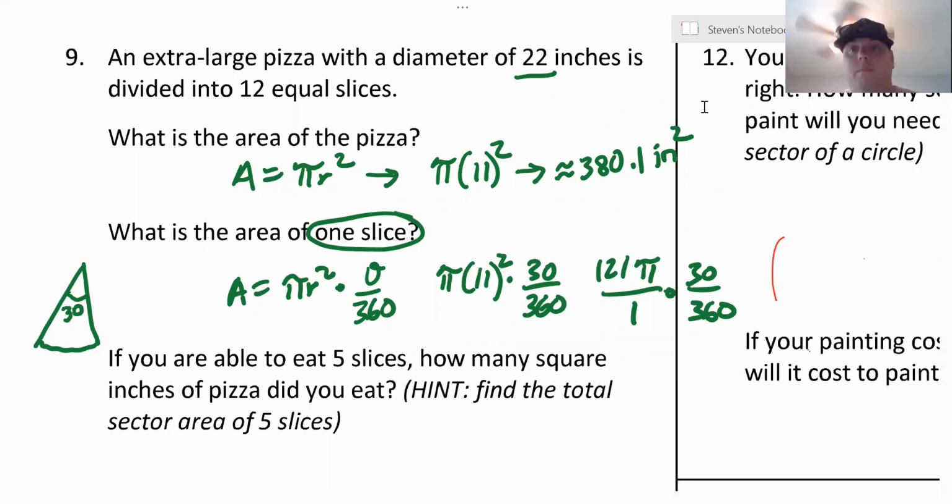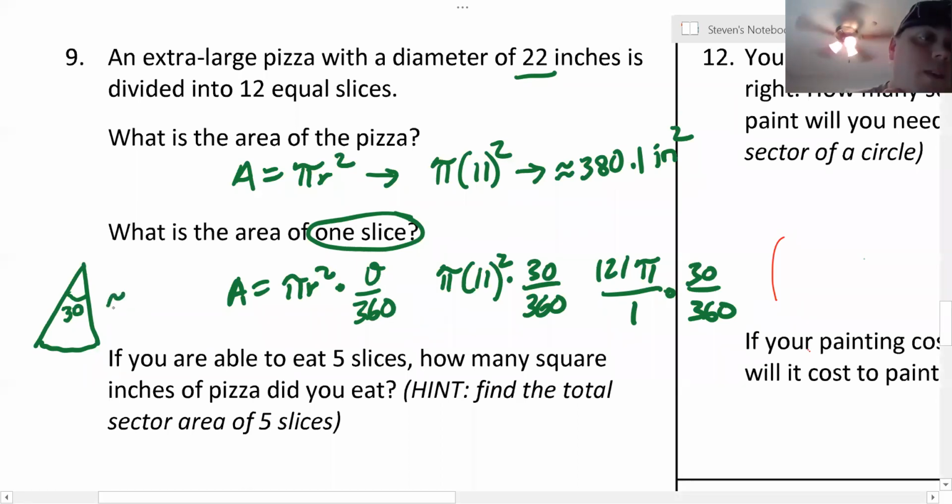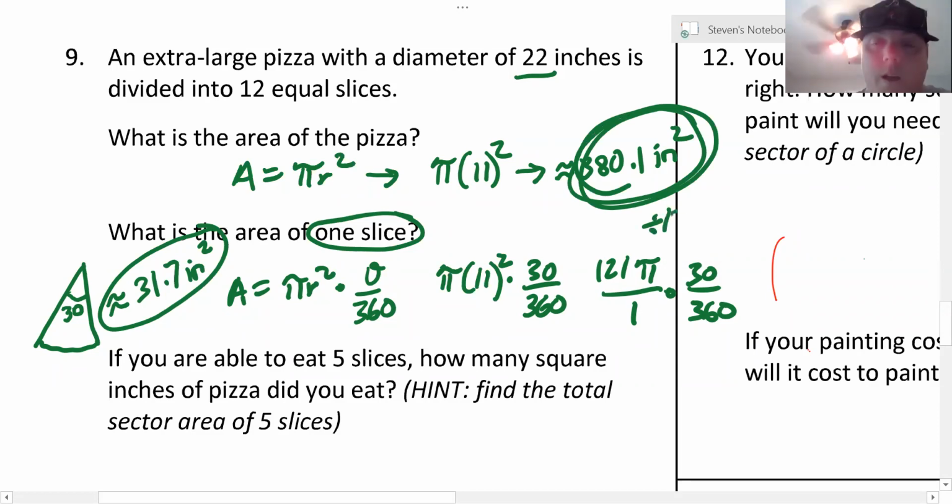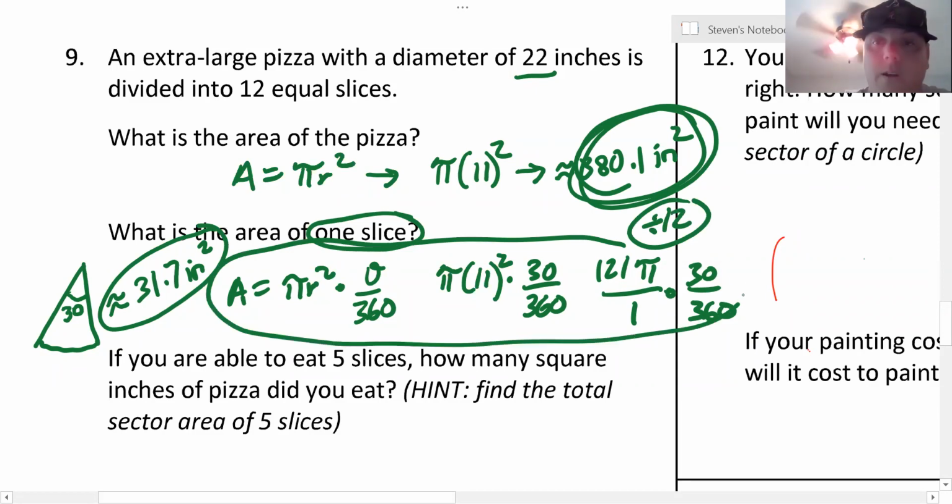All right, hopefully you had a chance. Let me do it now. 121 times pi times 30 divided by 360. Okay, I got 31.7. Hopefully you're getting the same thing. Let me know if you did not. So 31.7 square inches is the area of just one slice. I guess we could have just taken the original area and divided it by 12. If they're 12 equal slices, you could have done that too. That's essentially what we just did here as well.